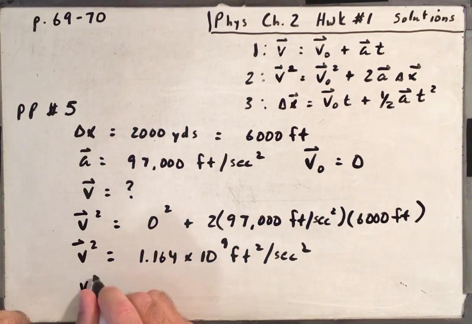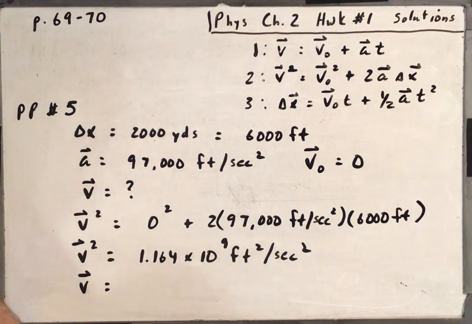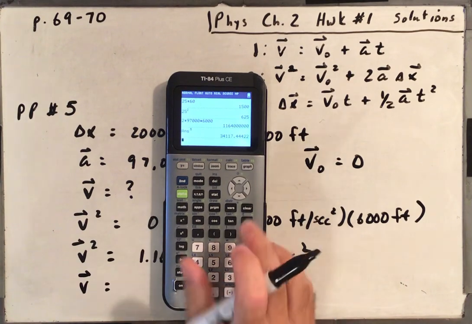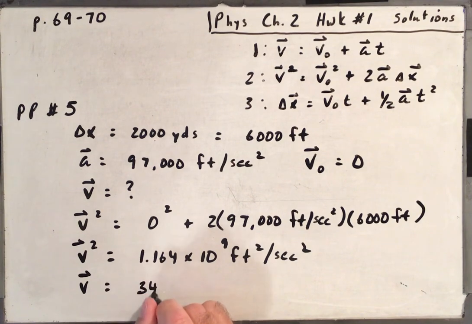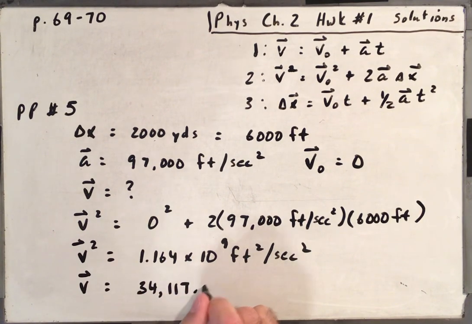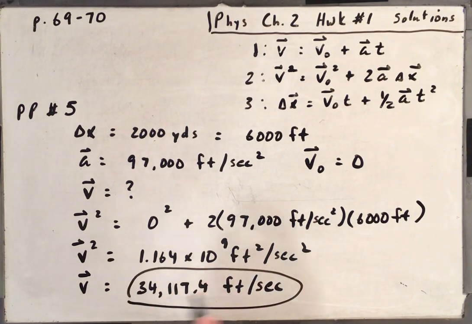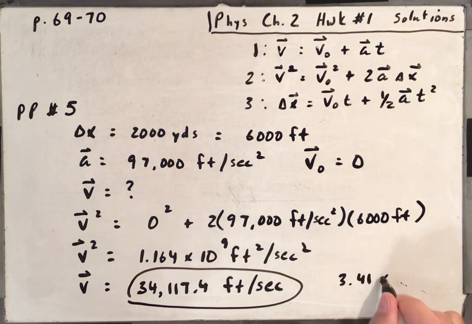Okay, so if you take the square root, so let's raise that number to the 0.5 power, 34,117.4 feet per second. So, hey, it's a rocket. It's moving pretty good. In scientific notation, that would be 3.41 times 10 to the 4th. If you prefer to leave it like that, that is perfectly fine.